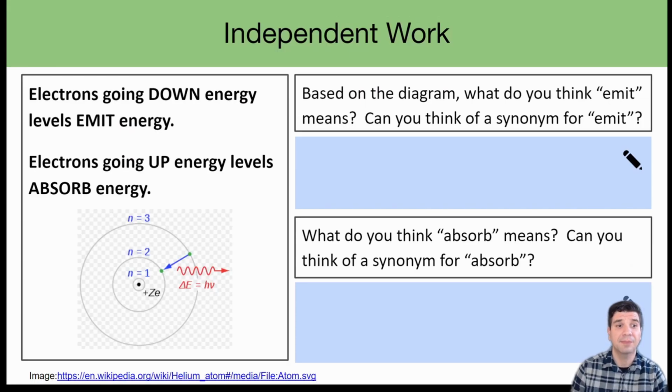And just to recap, electrons, when they go down energy levels, will emit energy, and that energy can be seen as an emission spectrum, whereas electrons going up energy levels will absorb energy.